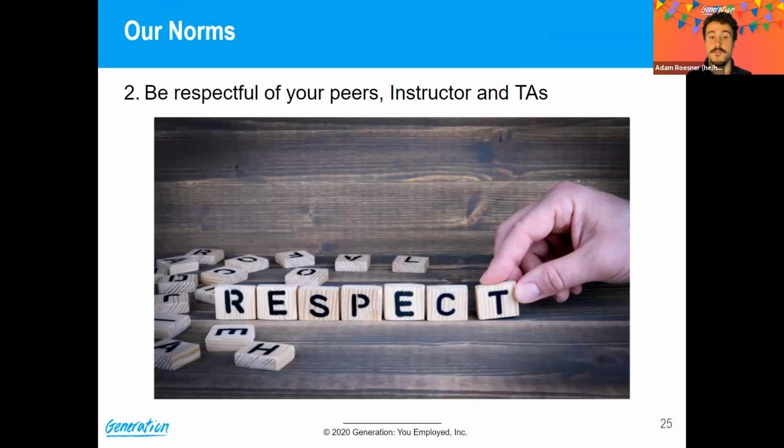Be respectful of your peers, instructor, and TAs. Respect is part of a healthy learning environment. I expect you to refrain from name calling, refrain from put downs, to engage in support and collaboration, to listen to one another and to help one another grow.